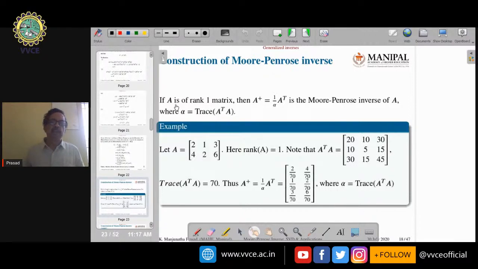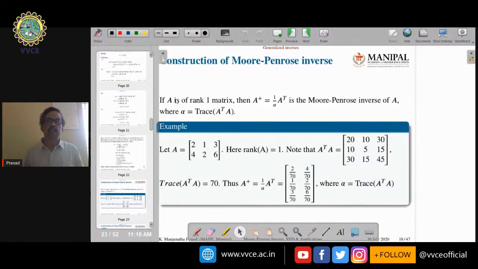Suppose A is of rank 1. Life is very simple in that case. The Moore-Penrose inverse is given by the transpose into some scalar. If A is given, you can find its transpose very easily. What about this alpha? This alpha is nothing but simply the trace of A transpose A. So here is a rank 1 matrix. You can simply play with it, just to break the monotony. You can verify A is a matrix of rank 1 because the second row is twice the first row.